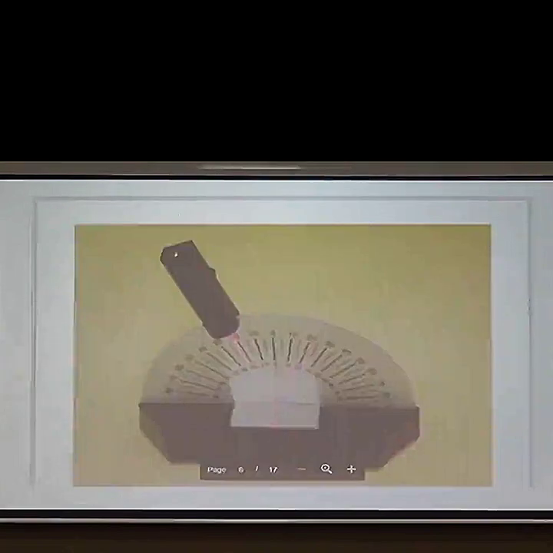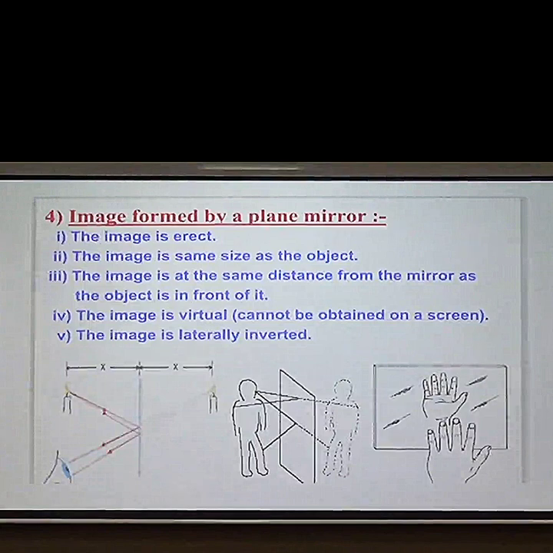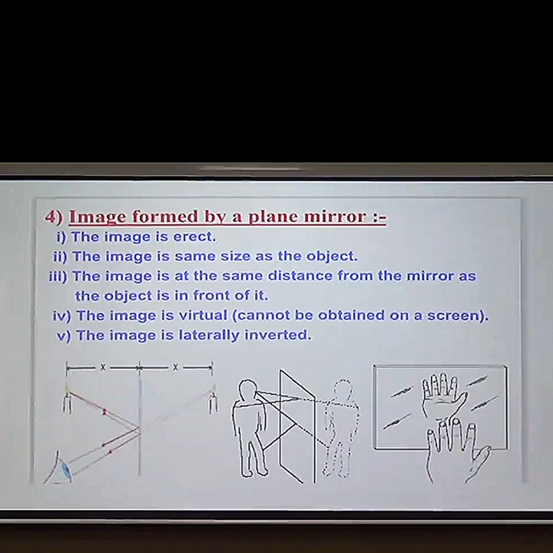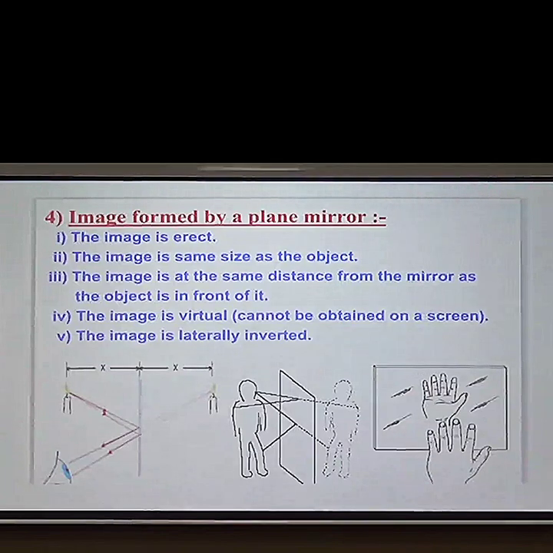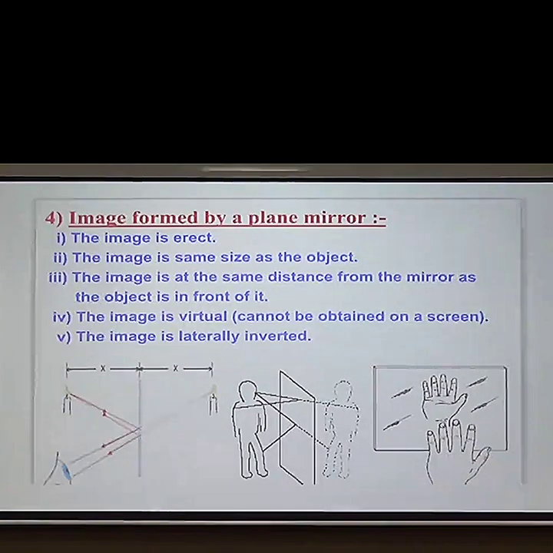Now, the next is image formed by a plane mirror. Whenever light strikes a plane mirror, it always forms an image with certain characteristics. The image is always erect, the image is always the same size, and the image is at the same distance from the mirror as the object in front of it. Fourth, the image is virtual, that is, it cannot be obtained on a screen. Fifth, the image is always laterally inverted, which means the left appears right and the right appears left.